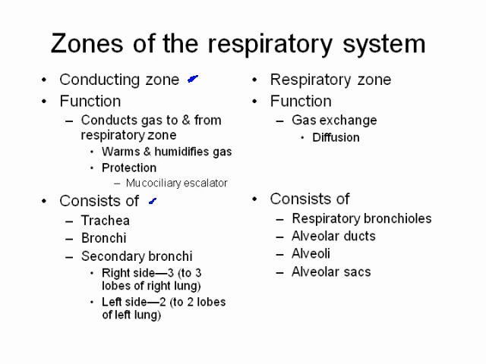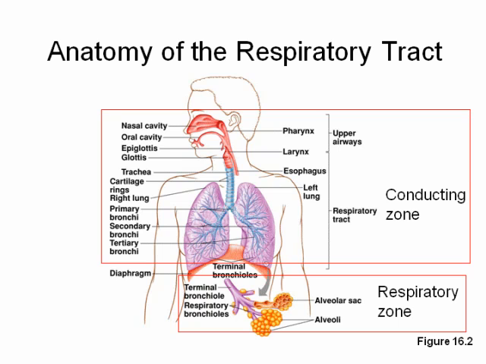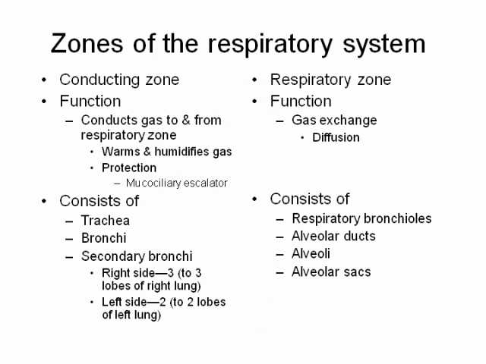The conducting zone consists of the trachea, the bronchi, and the secondary bronchi. On the right side, there are 3 lobes on the right lung, and 2 lobes on the left lung, and the secondary bronchi, as shown in this diagram here, keep branching over and over again to provide subsequent generations of the bronchi, going down to bronchioles ultimately. So the respiratory zone, the function is gas exchange. Gas exchange occurs by diffusion.